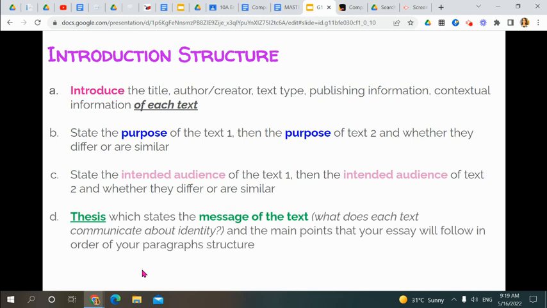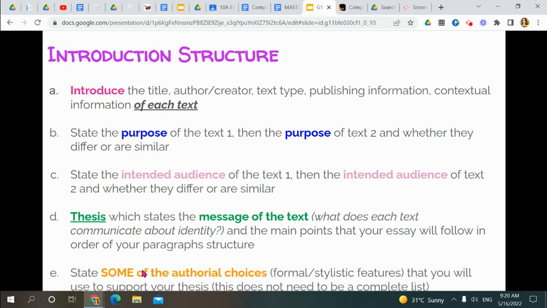This point D is probably the most important part, guys, of your introduction. It is your thesis. And we're going to go through what an extended thesis is in a moment. But this is where you tell me what's the message that your two texts try to tell us about identity. And this should also be where you tell me the main points that your essay is going to, I guess, reveal later. And it should follow in order of what comes first in your paragraphs, okay?